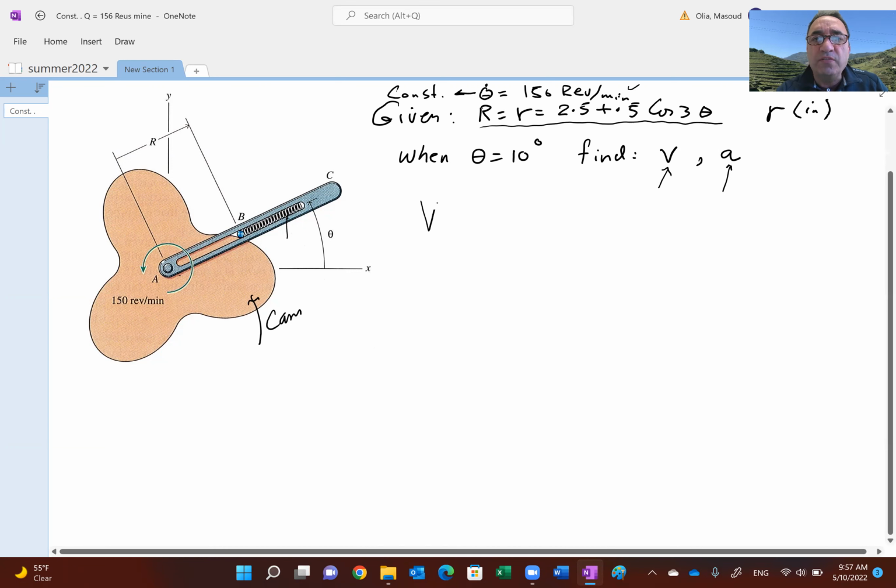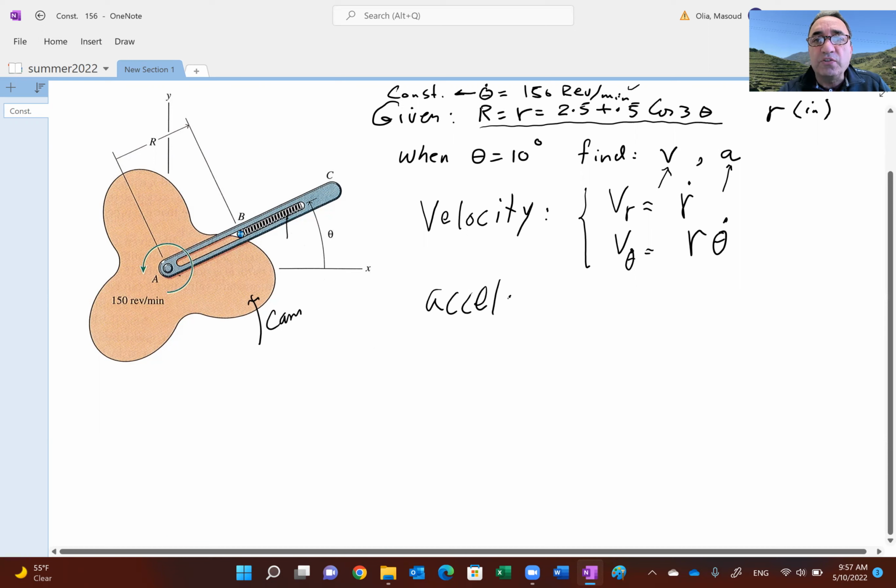Recall that for velocity, and you have this in another video, there are two components of velocity. The radial component is r dot, and the transverse component, the theta component, is r theta dot. Similarly for acceleration, there are two components: the radial component, which is r double dot minus r theta dot squared, and the transverse component, which is equal to r theta double dot plus 2 r dot theta dot.